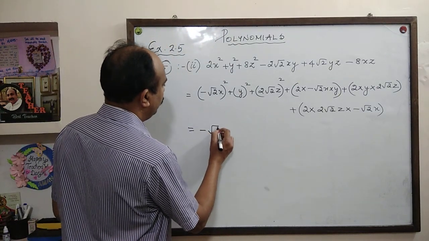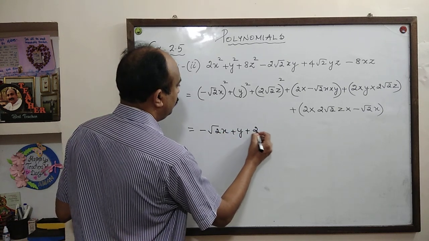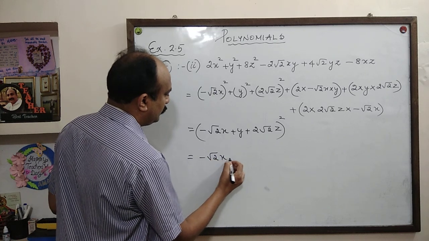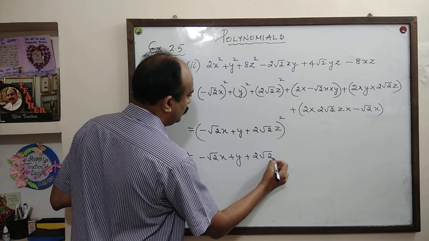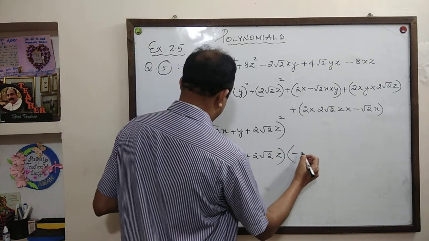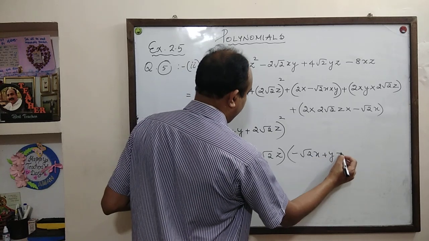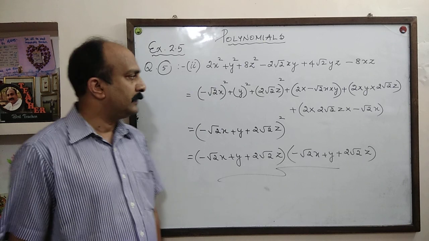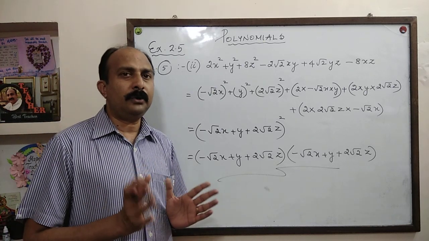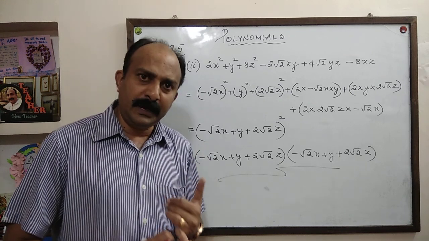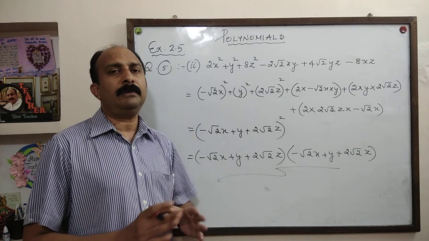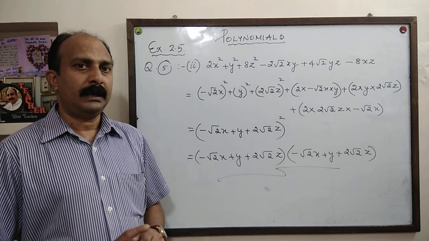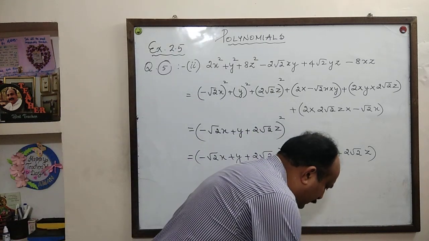So it is the expanded form of a plus b plus c the whole square, which can be written as minus root 2x plus y plus 2 root 2z, 2 times. Okay. So everywhere you can see the usage of identity. All the given questions, either for expansion or for factorization, will be in one of the identity forms. You have to identify that particular identity and apply it. That's all. I hope you got it. So let us move to the next question.